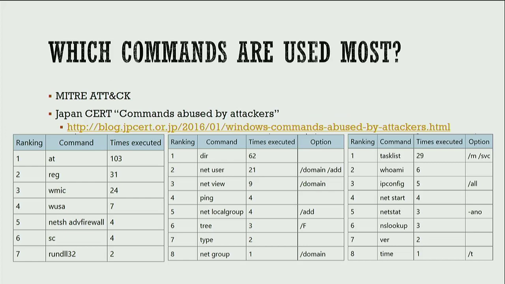So how do you know what to do aside from the attack framework? There is an awesome paper I like to point out from Japan CERT called Commands Abused by Attackers. If you haven't read this paper, look it up. This is a great way to trigger on particular commands. So when I mentioned how many users run tree, this is a paper that points out all of the other options that you have for things like that.